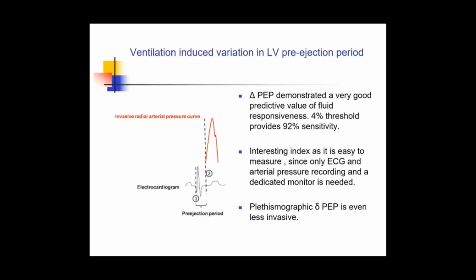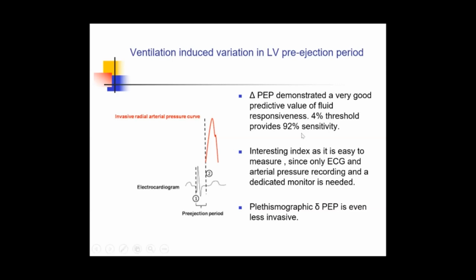So coming to left ventricular pre-ejection period variation, as we see, we need an invasive arterial pressure and the ECG curve. And from the start of the QRS complex, the point number 1, to the foot of the invasive arterial trace, the point number 2, we get a pre-ejection period, and this pre-ejection period gives us the isovolumetric contraction time. And the variation in this period due to mechanical ventilation gives us the variation, and that variation threshold is 4% and sensitivity is 92%.